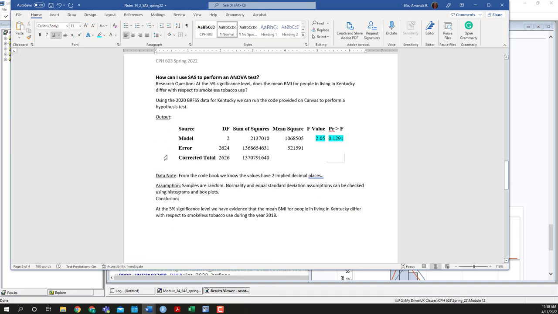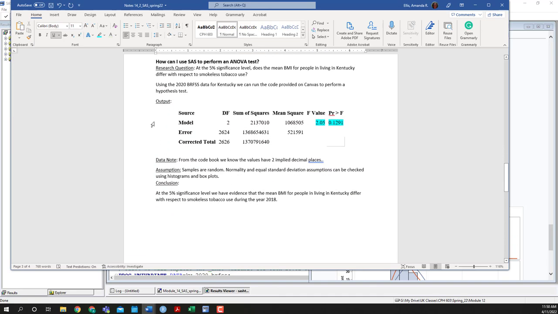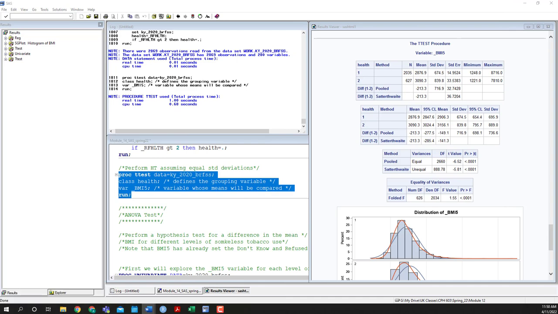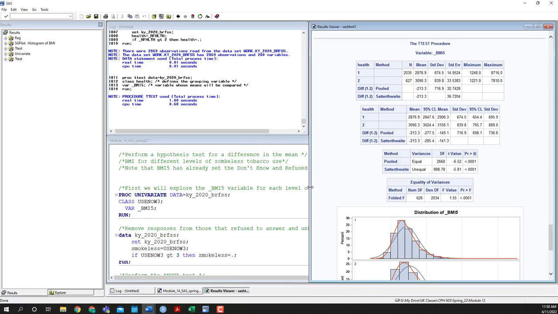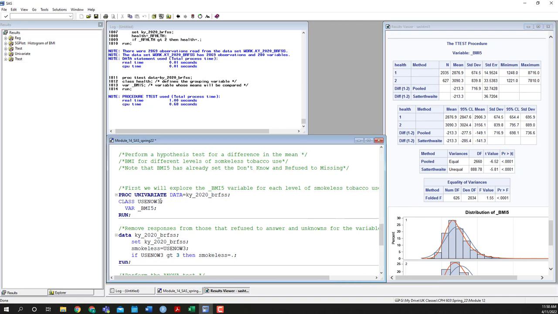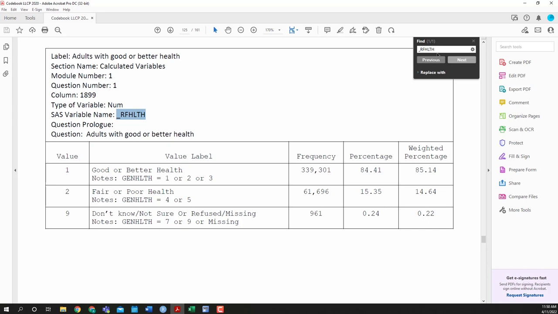Right. Next hypothesis test we're going to look at is the Anova test. So an Anova test can be used to answer a question like, at the 5% significance level, does the mean BMI for people living in Kentucky differ with respect to smokeless tobacco use? So again, going back to SAS, we're going to look at another variable this time. And so let's go to our code book and first look at this variable.